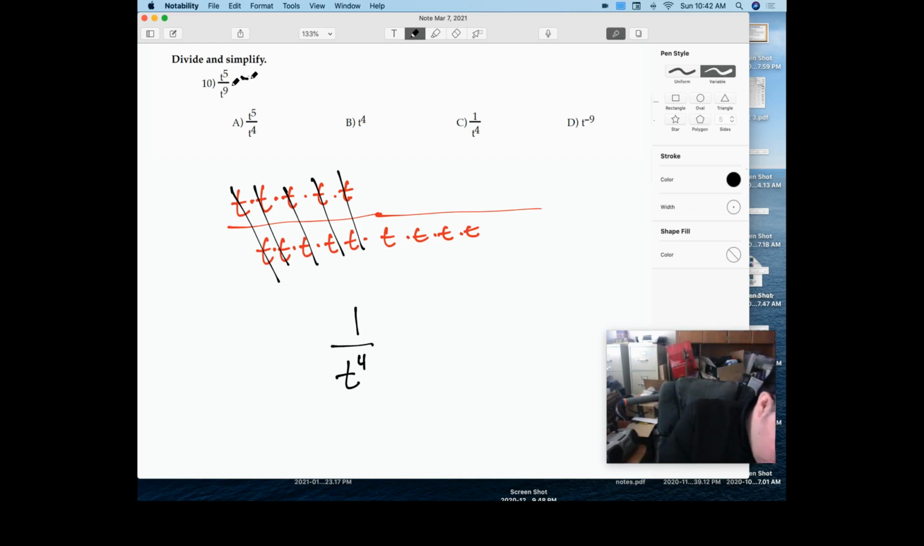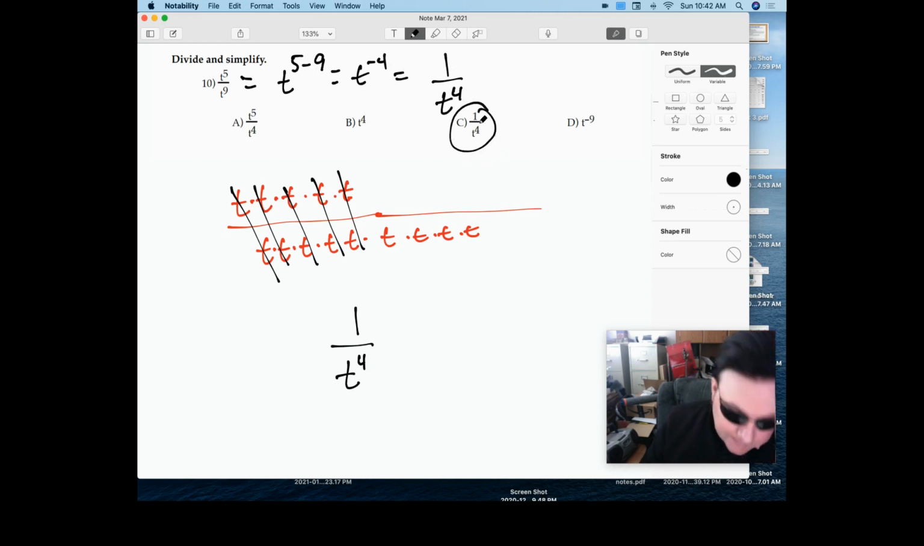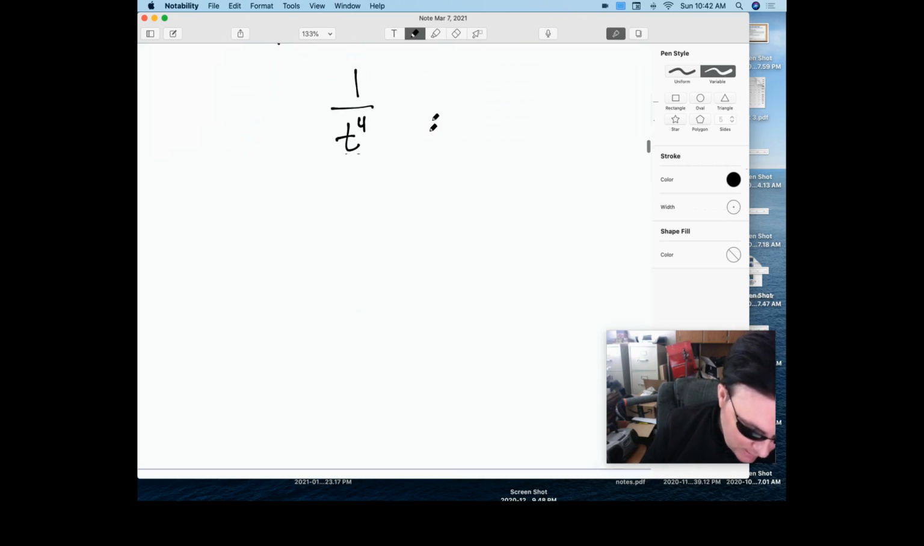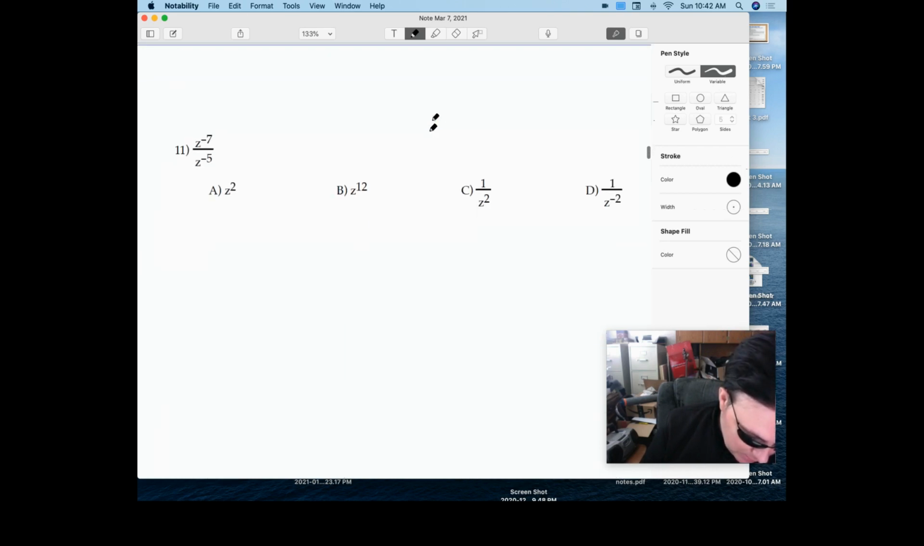Hence, the rule is just that. We subtract, and look at that. We get a negative, which means it goes to the bottom. Okay? So I hope that makes sense. We're going to keep going.